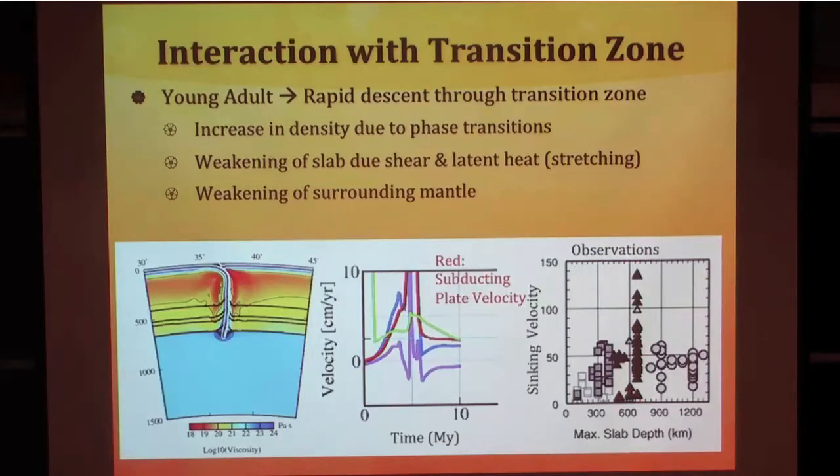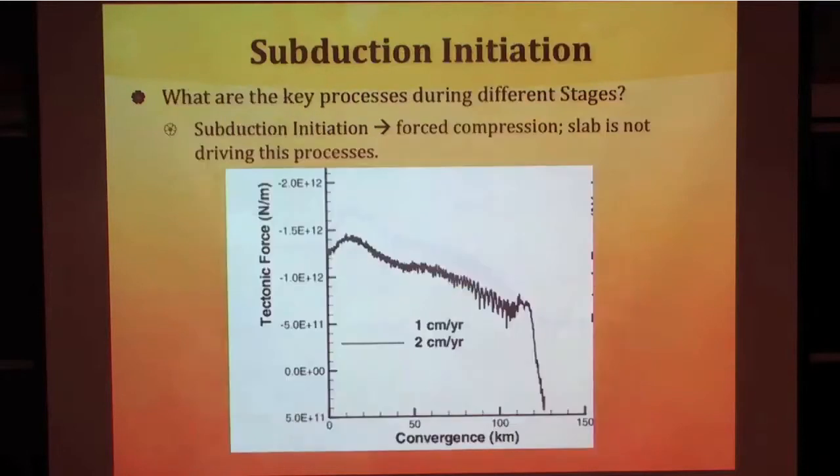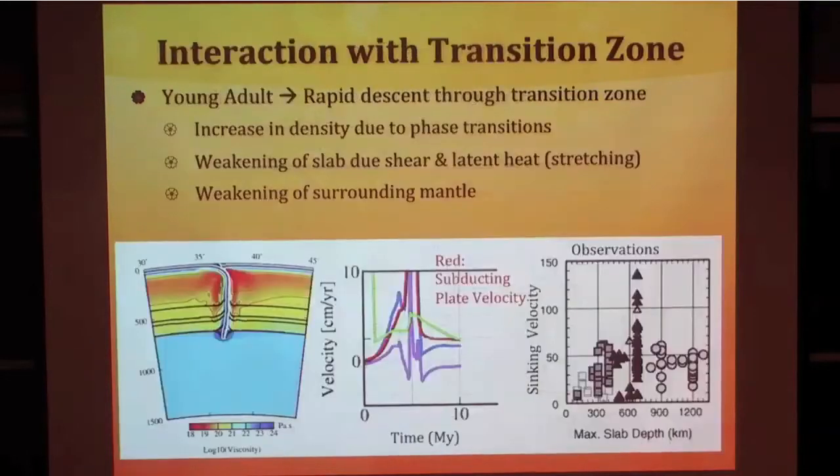But only slabs that basically have their maximum slab depth right in the transition zone, so these are slabs that look like this, okay? These basically are the ones that can go super fast, right? 3 times faster than sort of the average sinking rate of slabs.